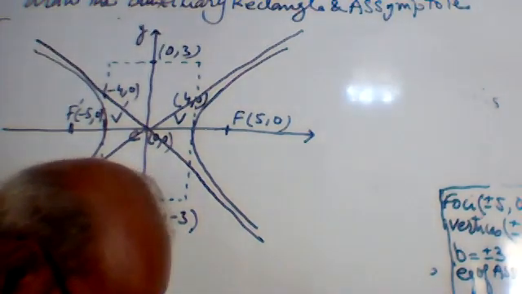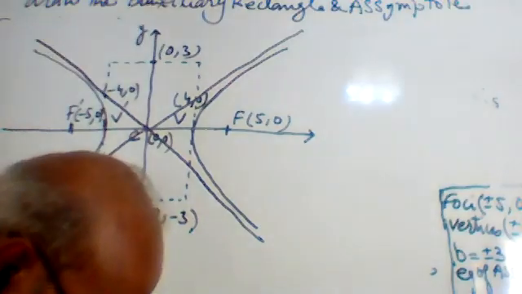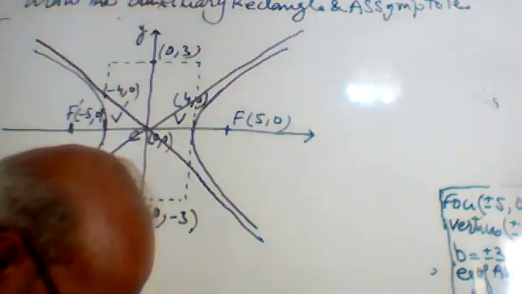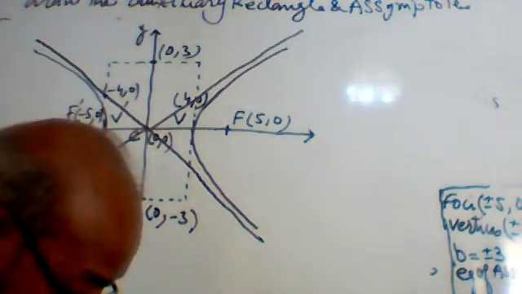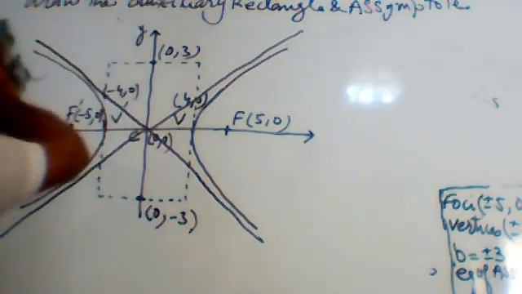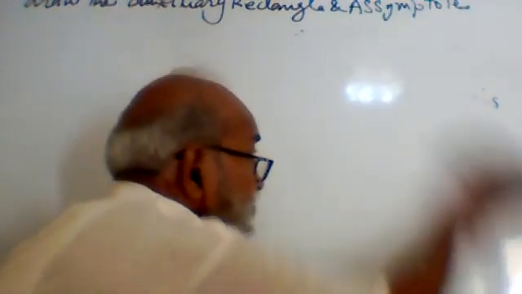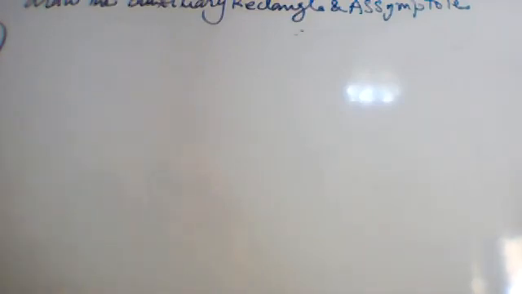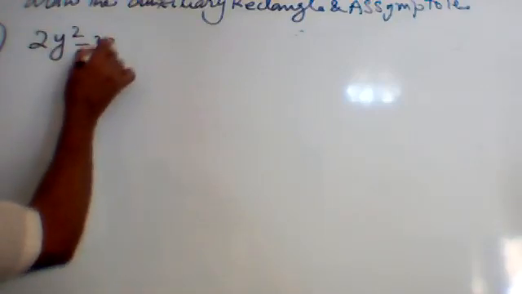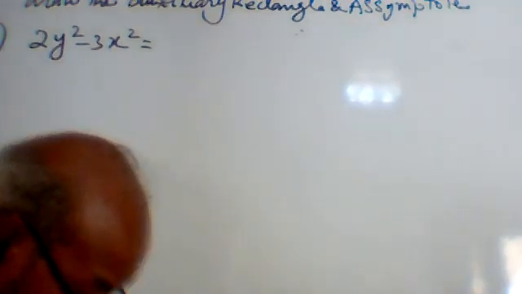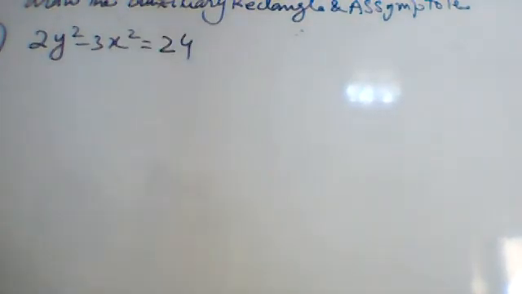Now, question number 9 I am doing. 2y square minus 3x square is equal to 24. First we will convert into the standard form.